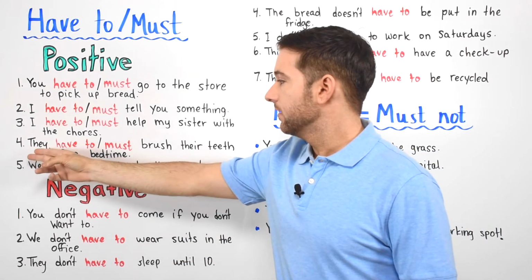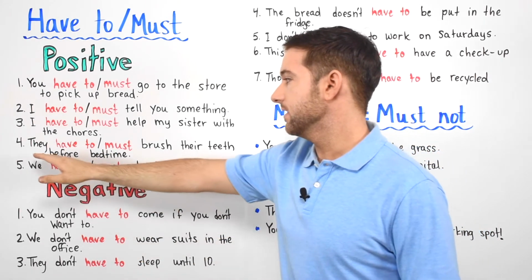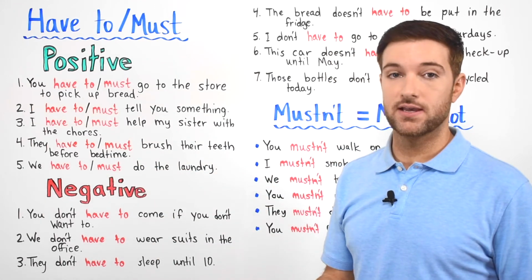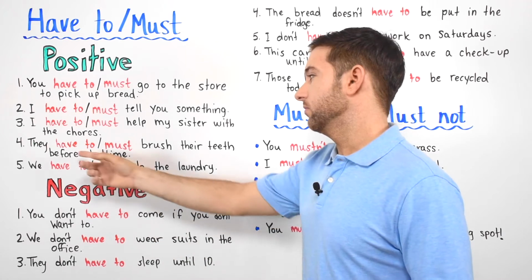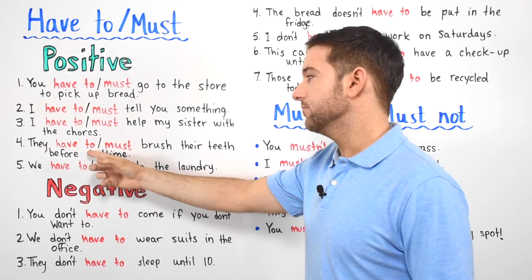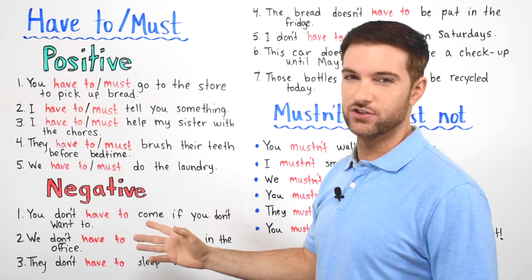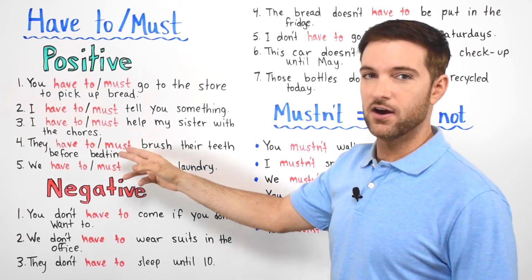Number four, they have to brush their teeth before bedtime. Or you could say, they must brush their teeth before bedtime. Okay, same thing here. You know, we normally say have to, and must is used for more formal situations. So you wouldn't necessarily hear must used all that often.